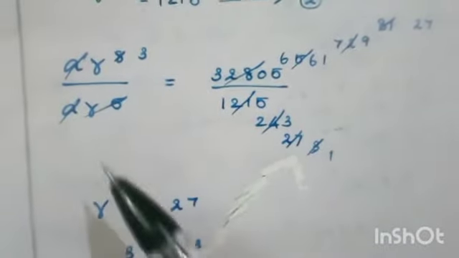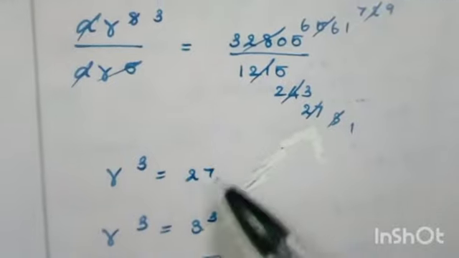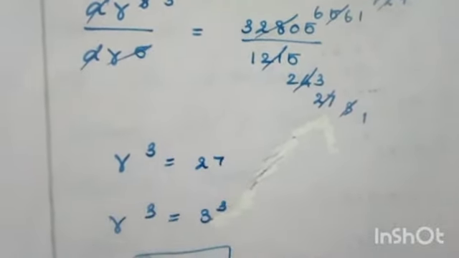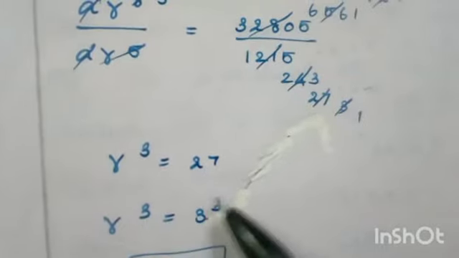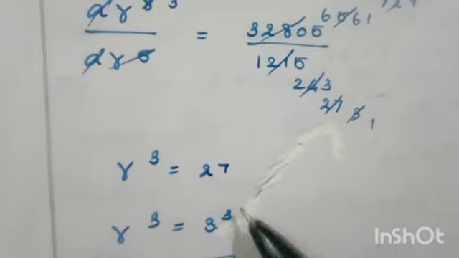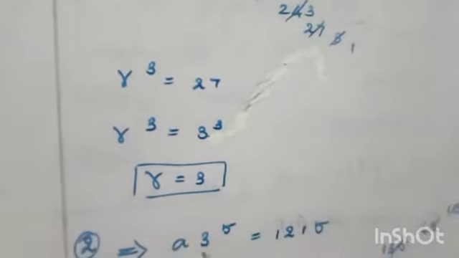After cancelling, we have R cube equal to 27. It is a cubic number. R cube equal to 3 cube. The powers are same, so we have to equate the base. So R equal to 3.